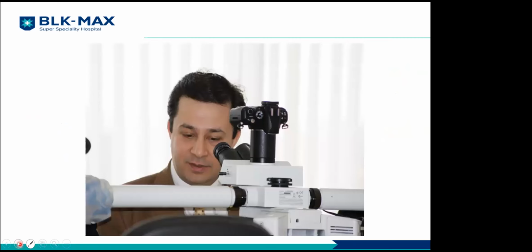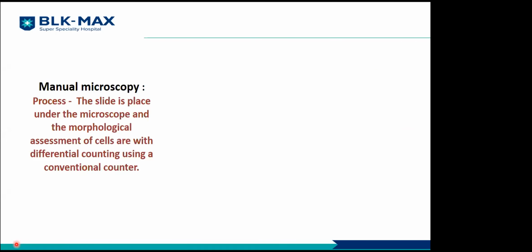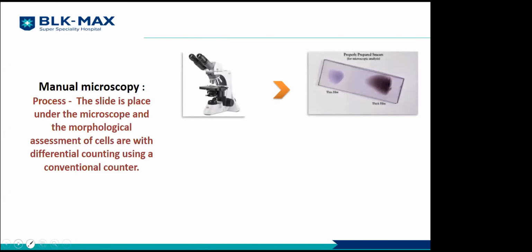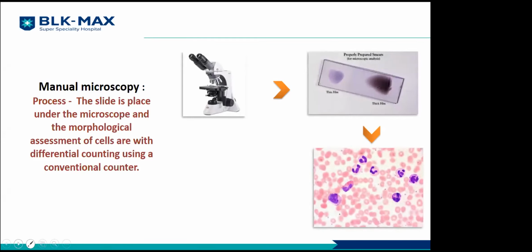And of course, you need some smart people like me, who eventually will review the smear manually when they're trying to do it on a microscope. So let's see what happens when you do manual microscopy. You place the slide onto the microscope, and on the microscope, you place a peripheral smear, and then you review the peripheral smear.